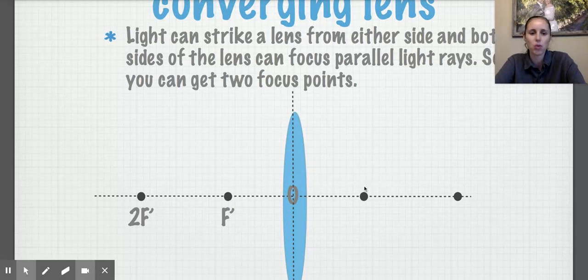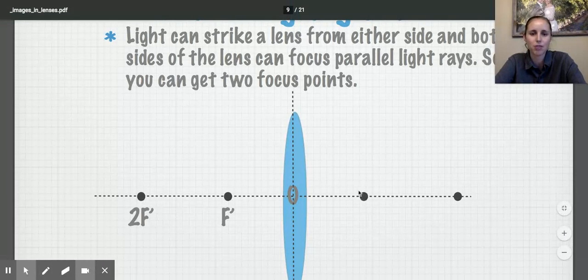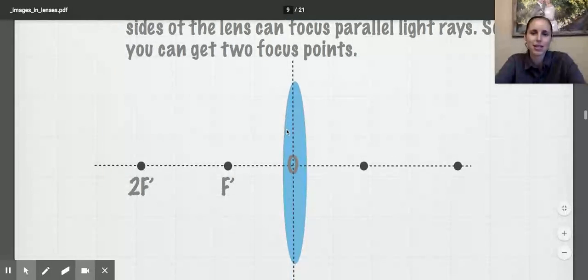There's going to be a focal point on this side, like we saw before, for light traveling in this direction. And for light traveling in this direction, we're going to need a second focal point. That second focal point is here. That means we're going to have a second 2F. Notice that we marked it with a little dash so we can tell the difference from our primary focal point. I usually just call this F prime. This is here to represent the light that's coming in on this side of the lens.